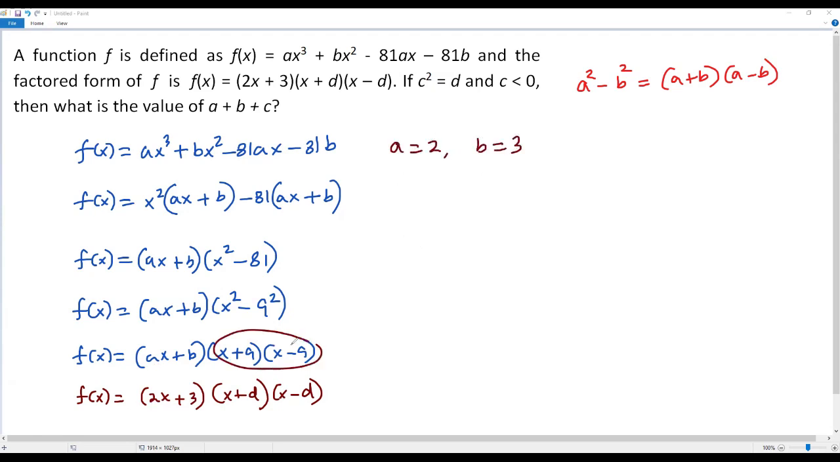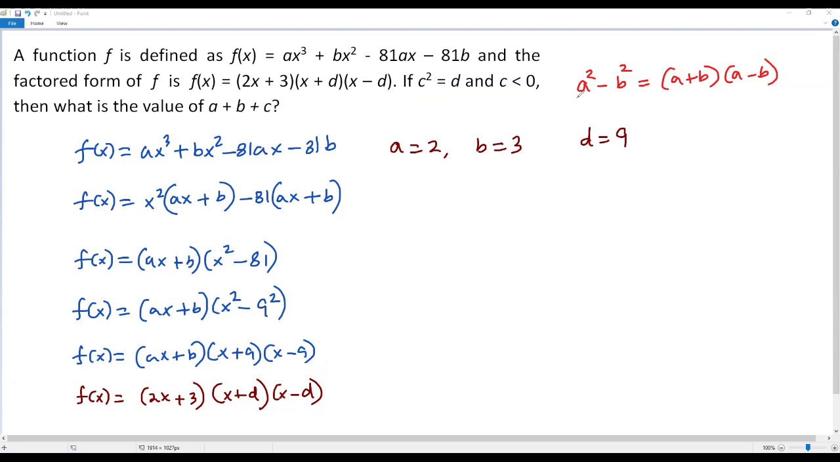Comparing the other two factors, (x + d) and (x − d), clearly we get d = 9. Let me write the value d = 9. But to get the value of the expression a + b + c, I need the value of c. I have a and b, but I still have to get c. For that, we use the information given: c² = d and c < 0.